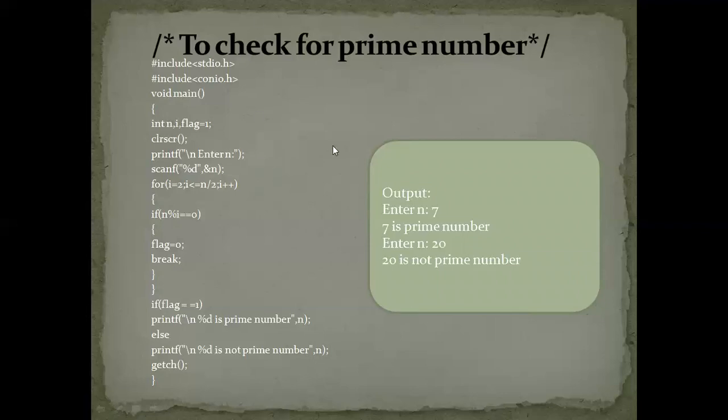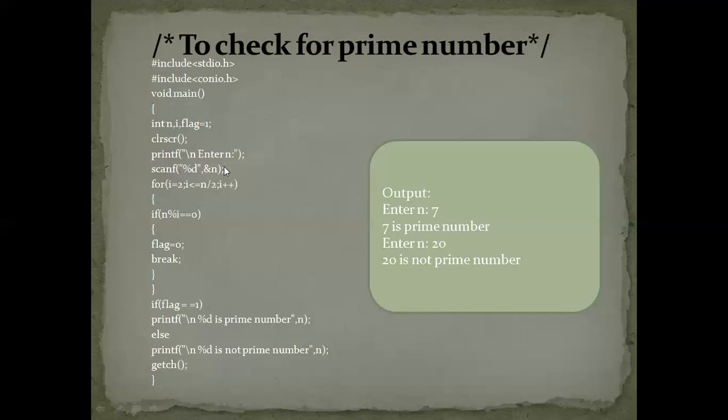What do you mean by a prime number? A prime number is a number which is divisible only by 1 and itself. Such numbers are called what? Prime numbers. So we are going to check whether a number is prime or not. Include the header file; execution of the program starts from main. Here I am going to declare n and i, two variables: n for the number which I am going to enter, i for the iteration purpose, and a flag bit for whether it is prime or not.